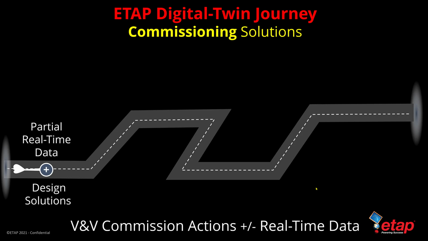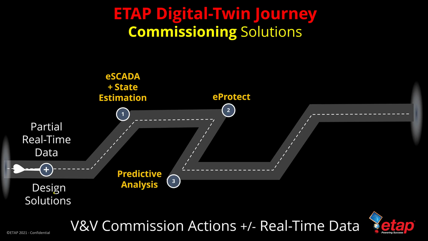Now, once our design is done and we're ready to commission the system, we have partial real-time data and we have all our design-based analysis ready, whether basic or advanced design. They're all done at this stage. And we are ready to now bring in SCADA information that includes state estimation. We can leverage EProtect. We can then use this information to do predictive analysis, utilize a software in the loop simulation approach, record the data for sequence of events playback, and also use it for an operator training simulator.